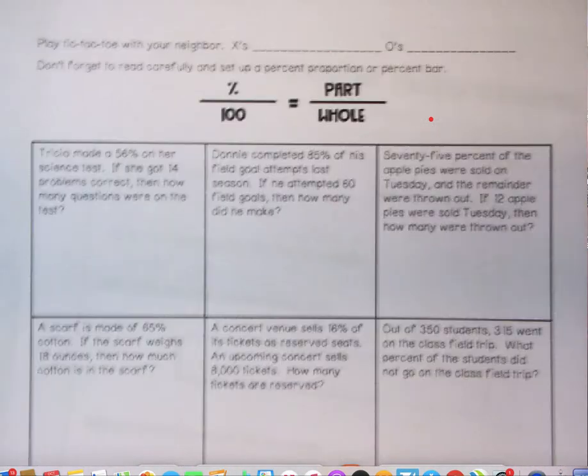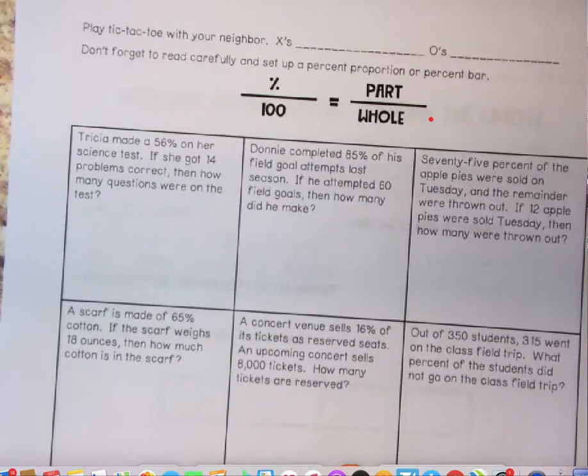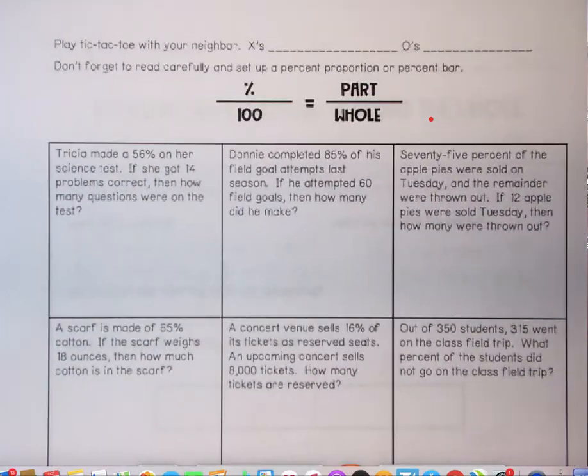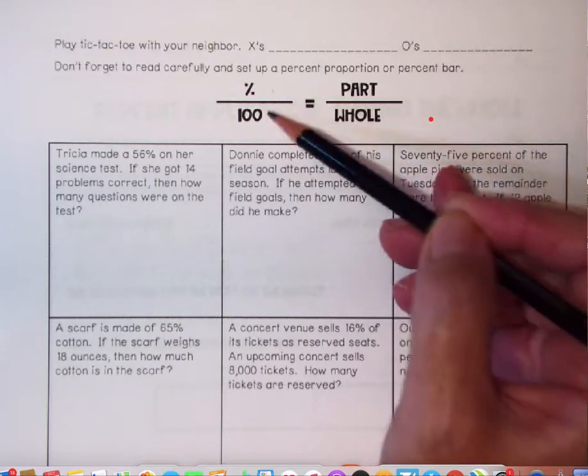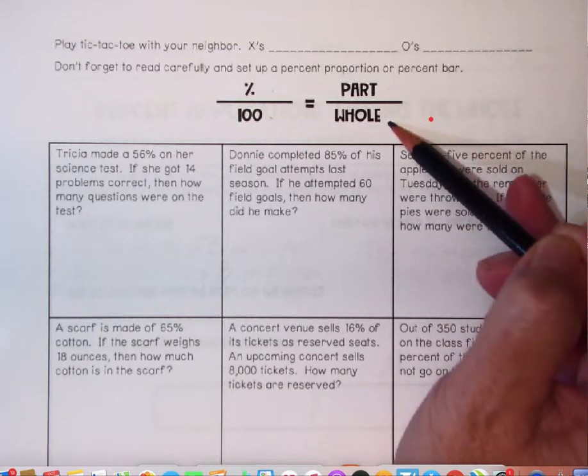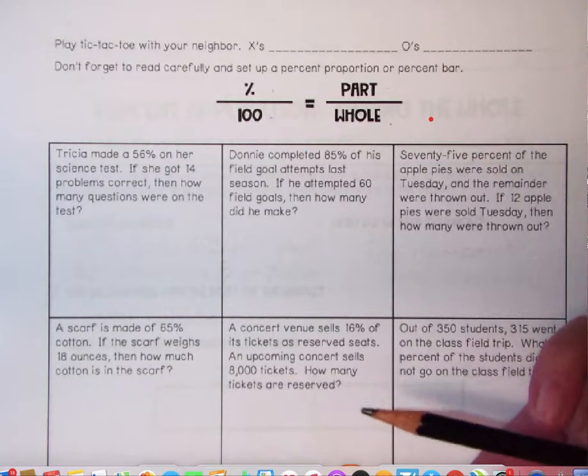Let's keep going. Now, this says play tic-tac-toe. We're going to work through a couple of these together, then I'm going to let you finish on your own. But look at this formula: percent over 100 equals part over whole. This is not new to you. You saw this yesterday. Okay?